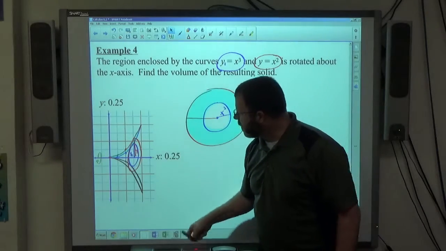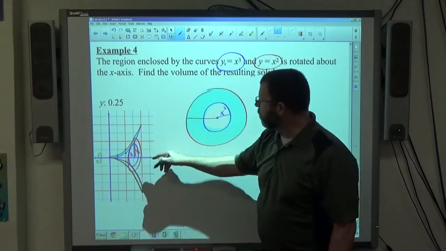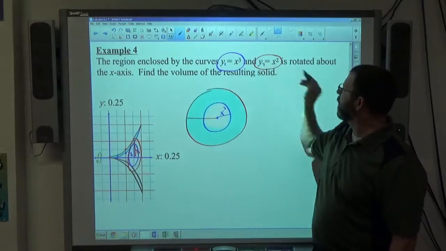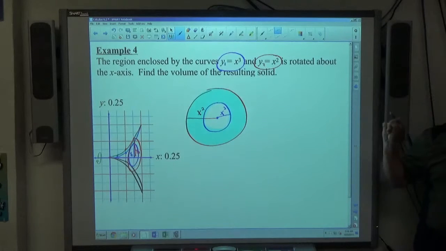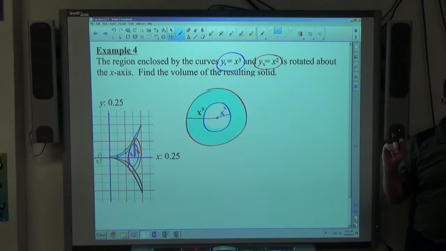The outer radius is right here. We'll call that y sub 2. Y sub 2 is the red curve, and the red curve is x squared. So the outside radius is x squared. That right there baffles people sometimes, because people get in their mind, cubed is bigger than squared, so the larger radius should be cubed, the smaller radius should be squared. Let the picture determine what's bigger, what's smaller.